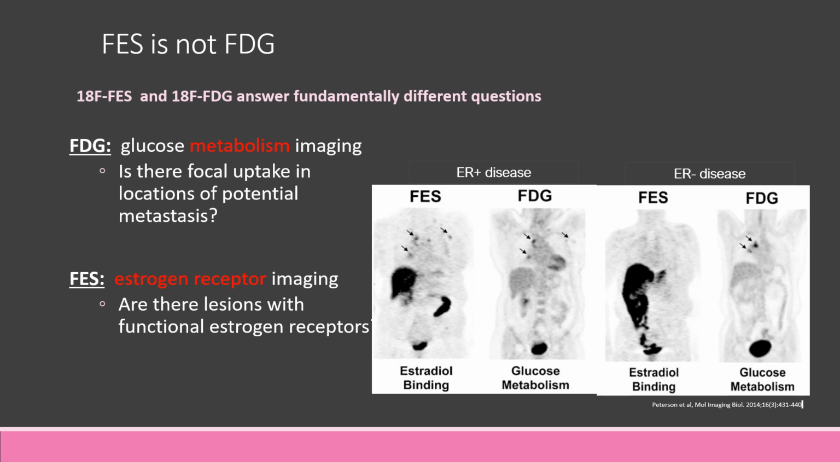In this image here, you do see where the patient has, in the first ER positive disease, you see that the lesions are positive in both images, but in the ER negative disease, you see that the FES study is negative, but the FDG is positive.